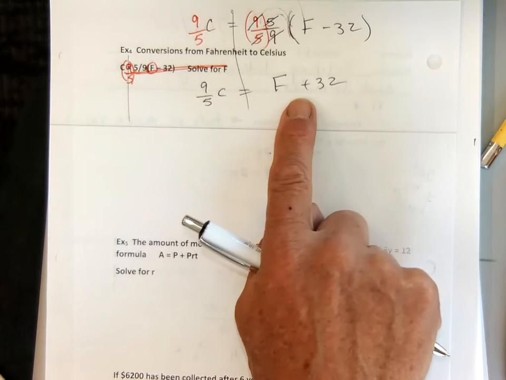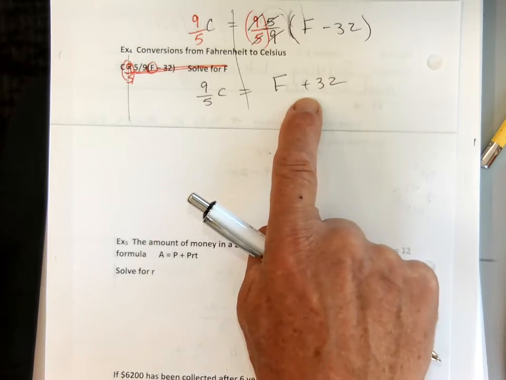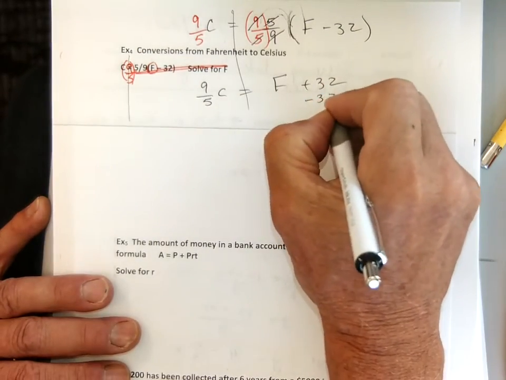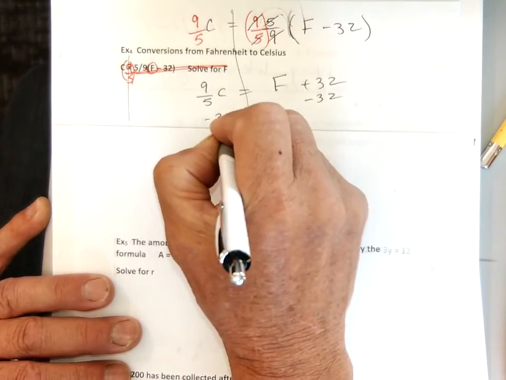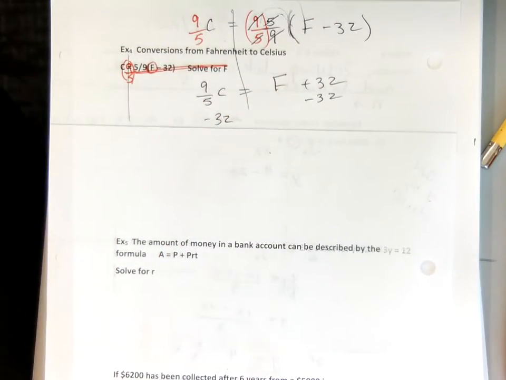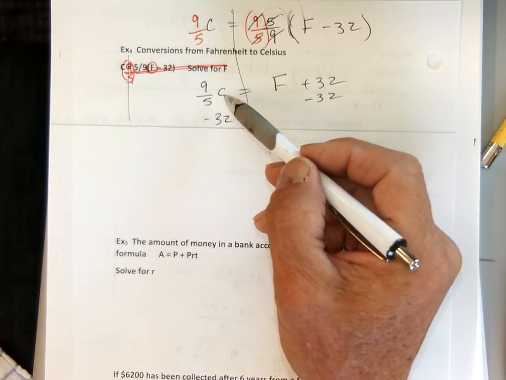How am I going to get rid of the 32? I'll subtract it, right? So I'm going to go minus 32 here, and on the other side I'll minus 32. Now, you can't really subtract it. You can't, because that's a C, and that's a number.